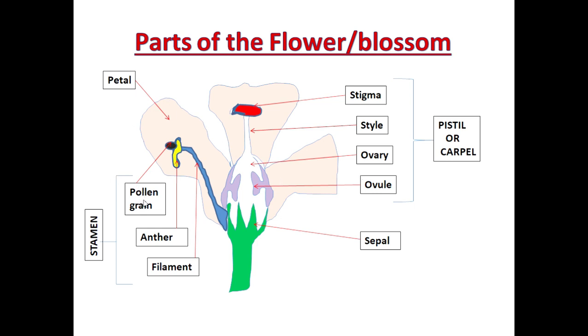You have the pollen grain, which is this black structure here, which is produced by the anther. So you have the anther, the yellow structure that produces the pollen grain, and of course you have the filament, which is this tube here that supports the anther. The male parts are termed the stamen. And there are other parts of the flower that help the flower to carry out its function. Of course you have the petal, which is the brightly colored part here. These brightly colored structures here.